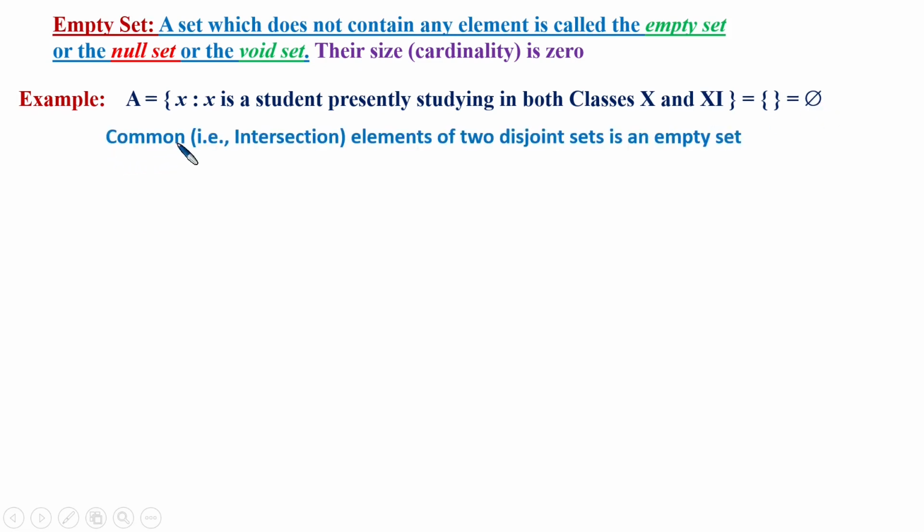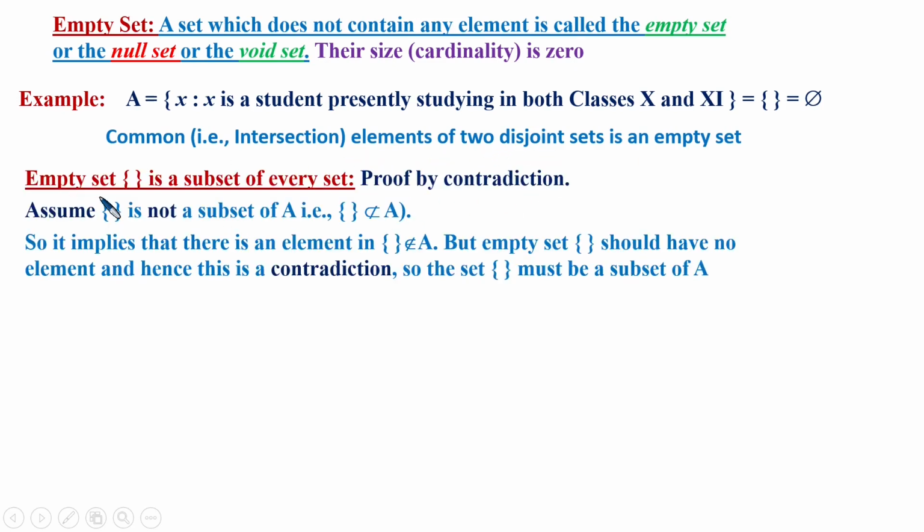So what it means is that the common element of two disjoint sets, like class 10 and 11, which are two disjoint sets and have no common element, is an empty set. So the common element of two disjoint sets is an empty set. The empty set, this is how I represent it, is a subset of every set. So how do I prove it?